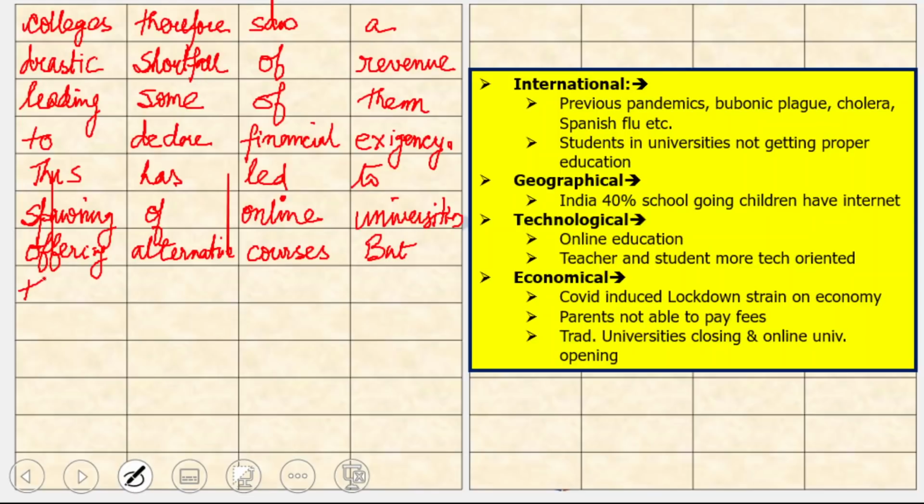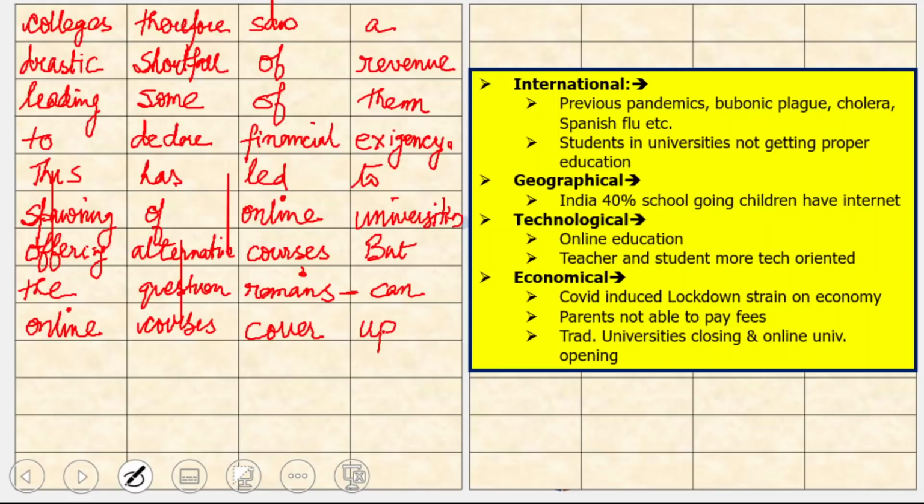But the question remains, dash, can online courses cover up for the hands-on, that's how you write hands-on, real world learning, right? So this is how you frame it.